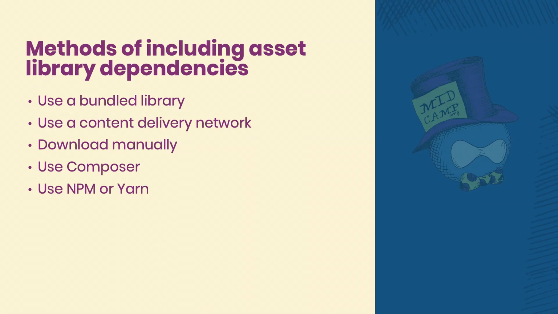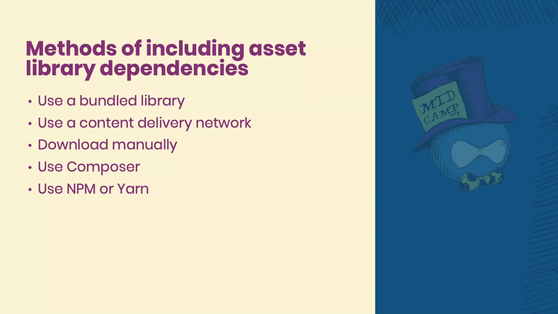So these are the 5 ways that I've identified for including an asset library dependency for a contributed module. The one standard that we have sort of agreed upon is that the place for these libraries is within the web root in the libraries directory. Beyond that, you can see that there are a lot of different ways that we approach this.